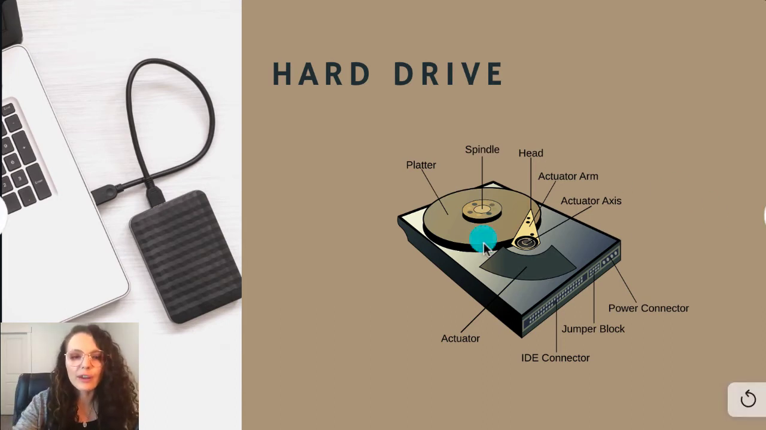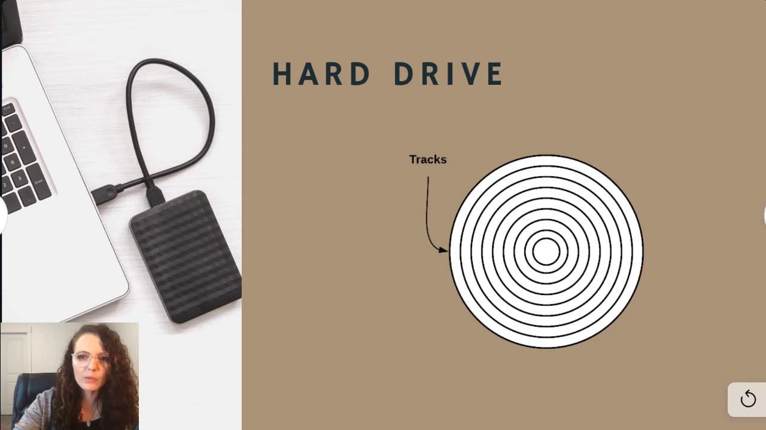So first of all, it has this platter and it turns around on a spindle. There is a head that is attached to the actuator arm. This is going to read and write information to and from this disk. And the spindle is going to spin this disk around. So the platter is where the data is stored and has different rings of information called tracks. Each one of these circles is a track.